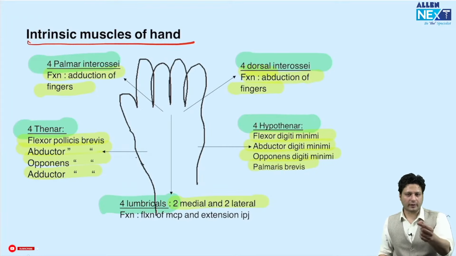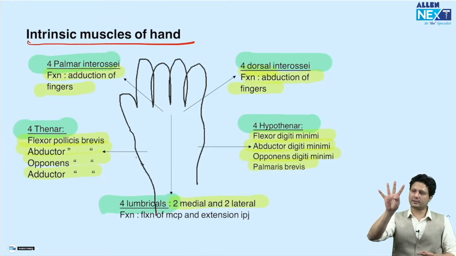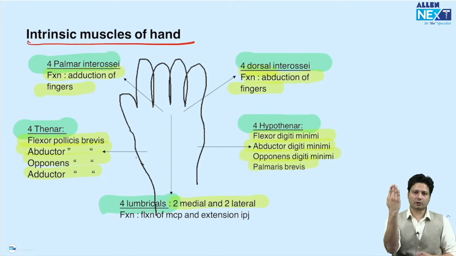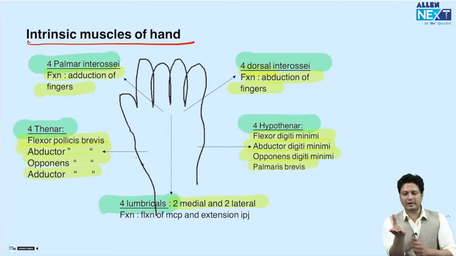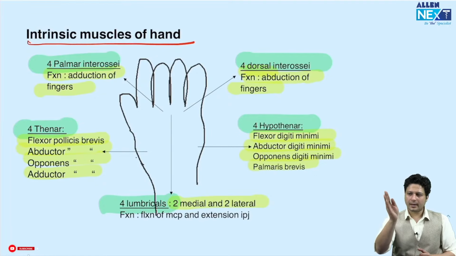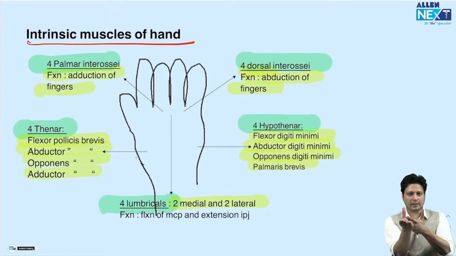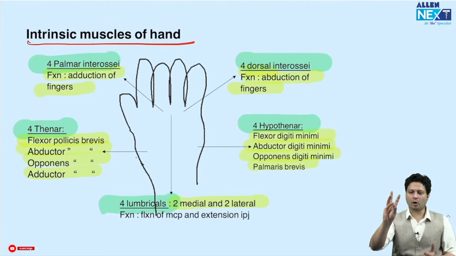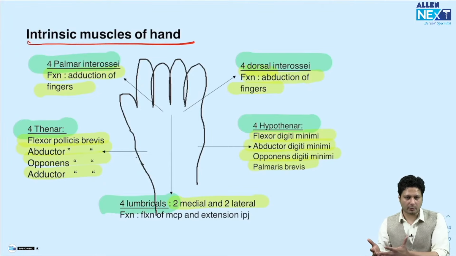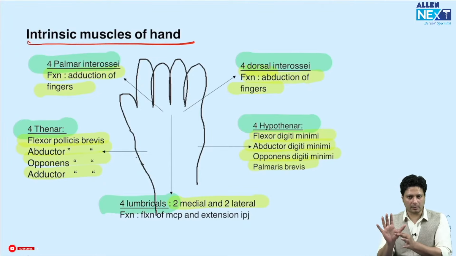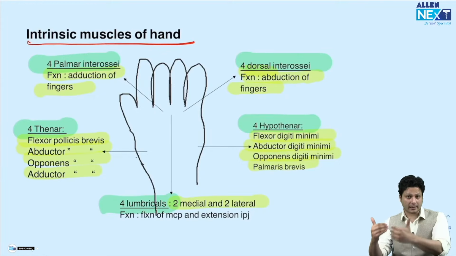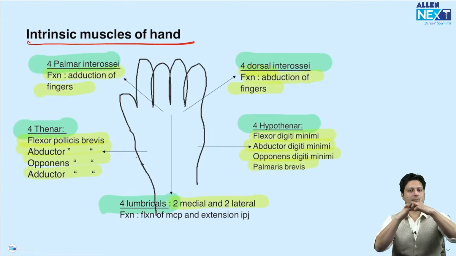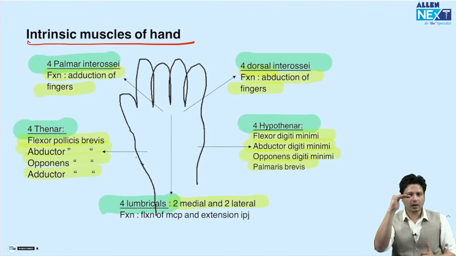Now the functions of the interossei: the palmar interossei are responsible for adduction, and the dorsal interossei are responsible for abduction. Flexor muscles of the thumb lead to flexion, and the abductor leads to abduction. Extension of the thumb is because of the extensor pollicis, and opposition of the thumb is because of the opponens pollicis. So these are the functions of the thenar muscles. The lumbricals are responsible for flexion of the metacarpophalangeal joint and extension of the interphalangeal joint.